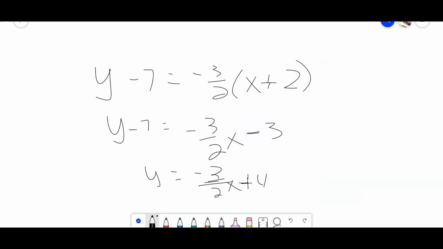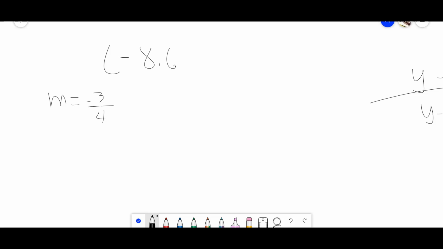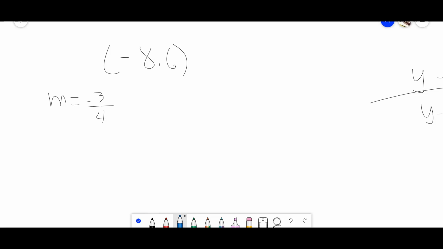So we have -8, 6, and a slope of -3/4. Okay, so I'm going to go over here, over here, and our slope is -3/4, and I do believe it was -8, +6. Yes? Okay. So we have to use our formula y equals mx plus b. That's the only thing we really know, which will make a difference to help us out here.